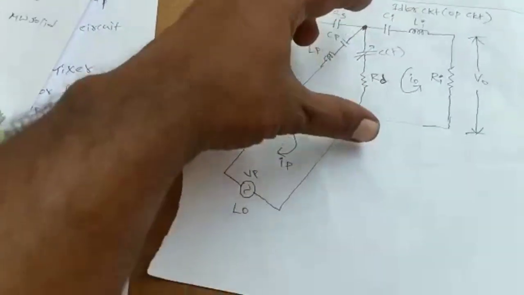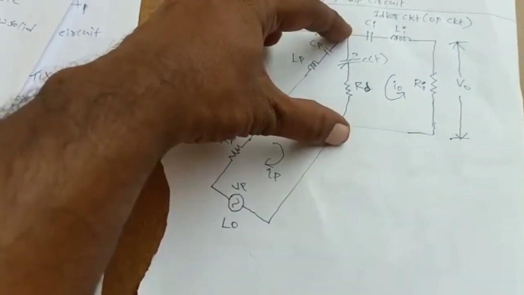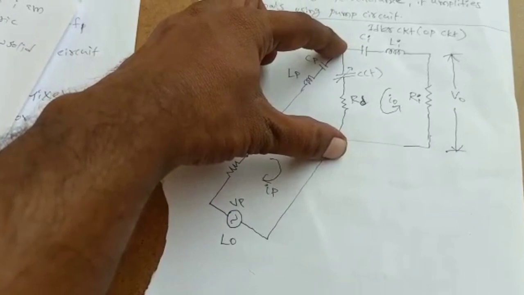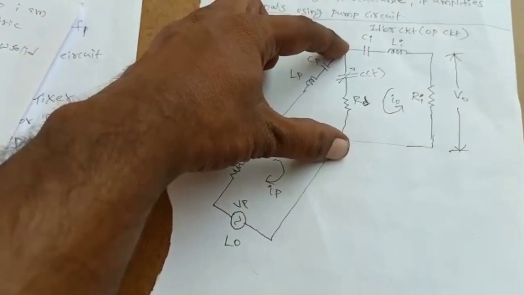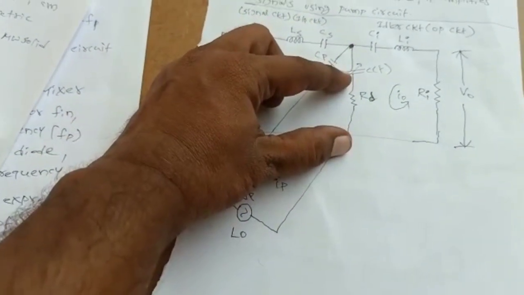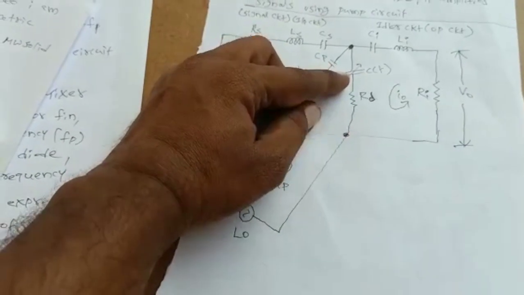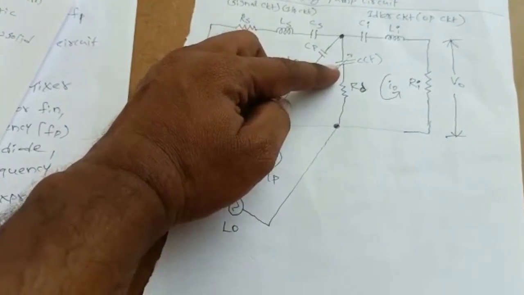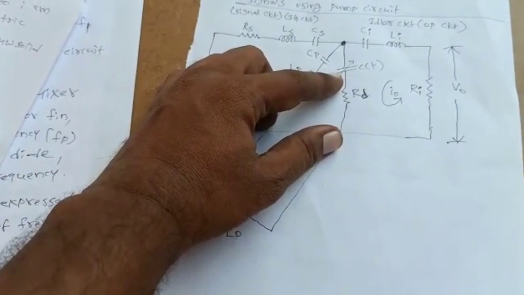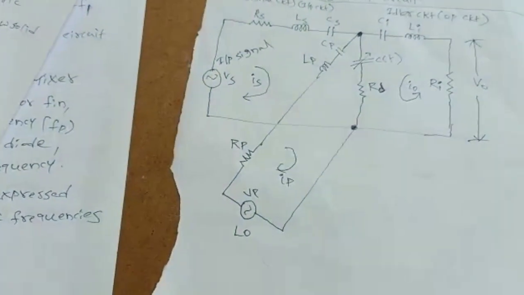Now from here to here, this part is the main circuit of the parametric amplifier. Here this is called the varactor diode. The varactor diode is nothing but a variable reactor.